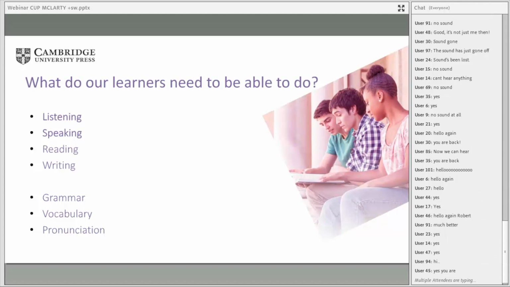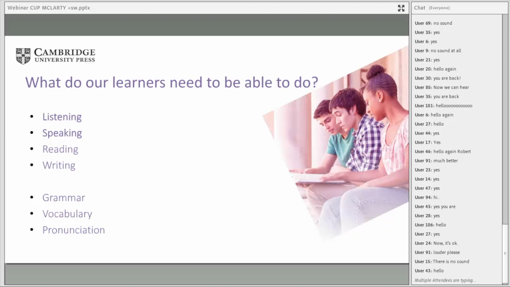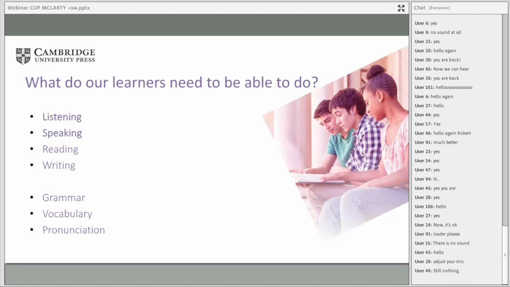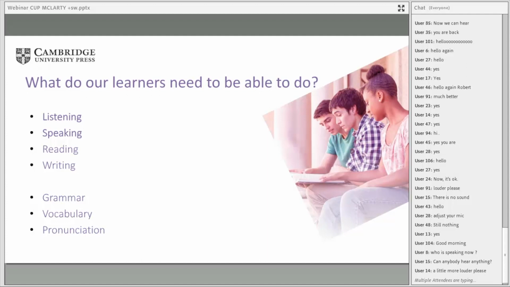I don't know what happened there, but I'm now back on the slide of what do we want our learners to be able to do? So obviously, apart from the main skills of listening, speaking, reading and writing, we do need them also to be able to master grammar, have a wide-ranging vocabulary, and listen and speak with good, clear pronunciation.